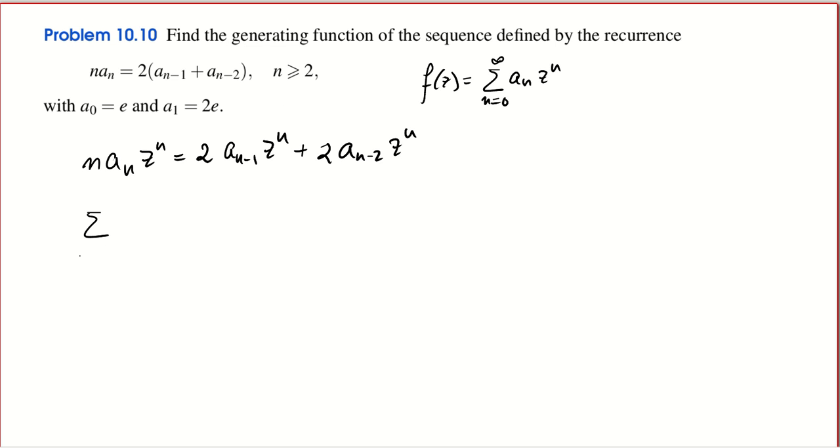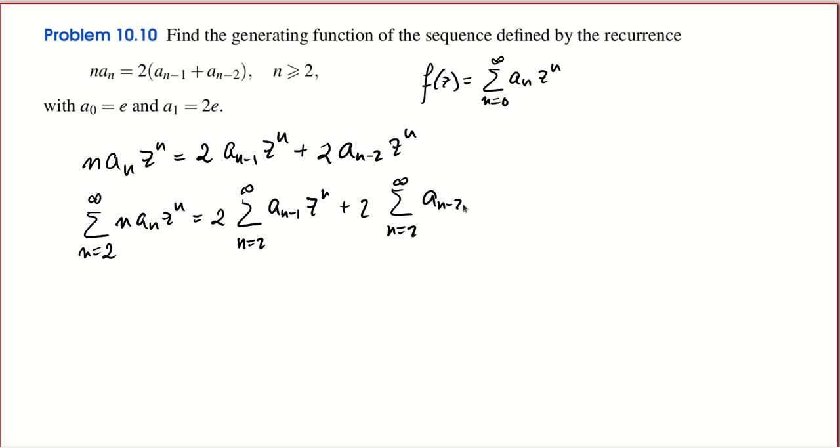So what we have is the sum from n equal 2 to infinity of a_n z^n is equal to 2 times the sum from 2 to infinity of a_{n-1} z^n, plus 2 times the sum from 2 to infinity of a_{n-2} z^n. All right? And now we are going to arrange this a little bit. Let's keep this for a moment, so we just copy this.